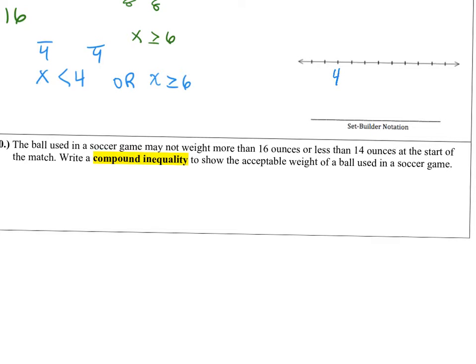The 4 is here, the 6 is here. Less than 4, so what kind of a circle? The 4 is going to be open, and the 6 is going to be shaded. And which direction do you shade the 4? You shade the 4 to the left, and the 6 to the right. That is your solution graphed. Set builder notation: the values of x such that x is less than 4 or x is greater than or equal to 6. And that's your solution set.